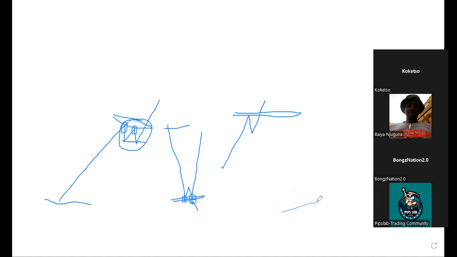So guys, let's go on the chart and look at the chart so we can try to spot this pattern on the chart. When we focus on the chart, we're also going to look at where we take entries with this pattern.